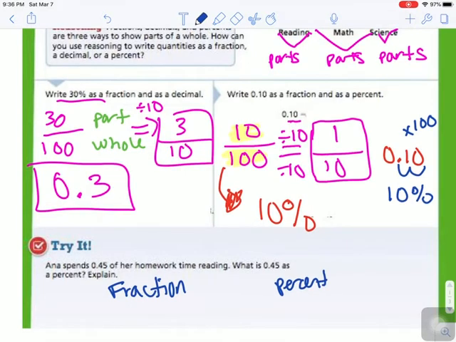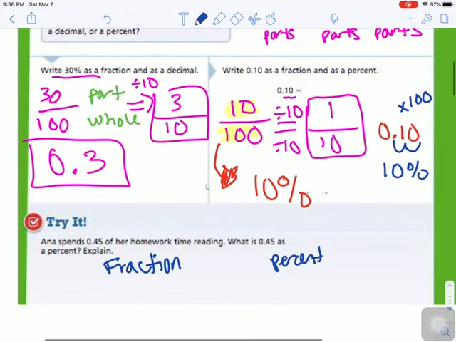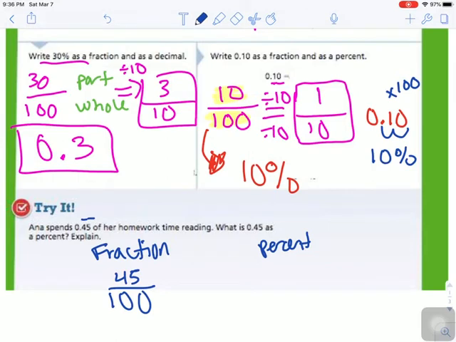So if we're going to turn this into a fraction, I know my part is 45. And my whole there, that 5 is in the hundredths place. So I'd have 45 over 100. And I want you guys to simplify that. So we could divide by 5, the top and the bottom, we both are divisible by 5. So we would end up with 45 divided by 5 is 9, and 100 divided by 5 is 20. So I would have my simplified fraction of 9/20.